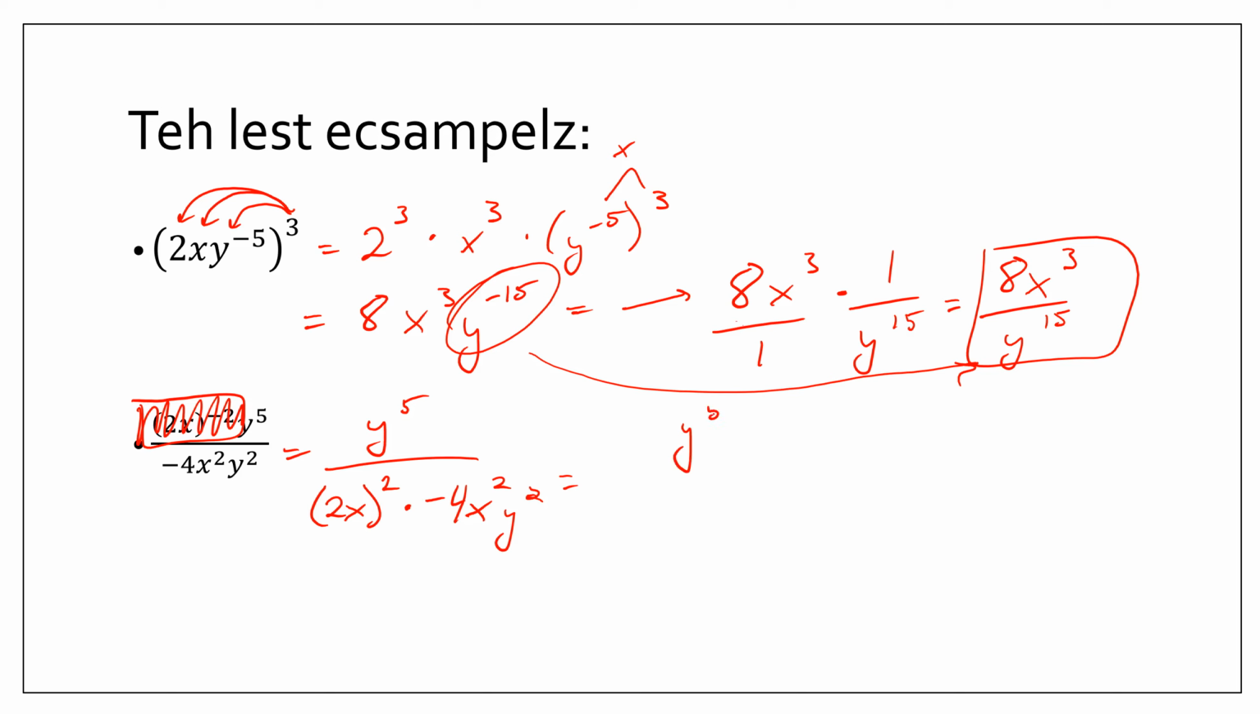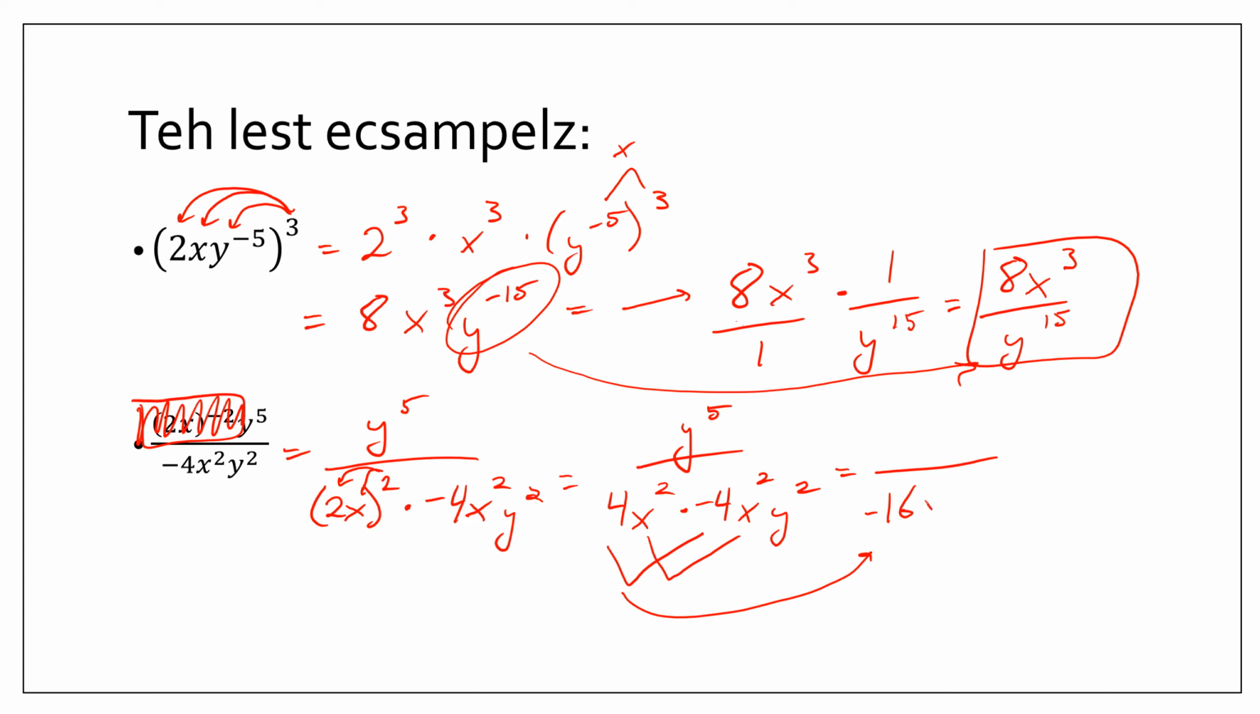Next, let's see. I have y to the 5th on top. Maybe I'll distribute this through. This is 4x squared times negative 4x squared y squared. Just multiplying things together. On the bottom, I have negative 4 times negative 4. This is negative 16. I have x squared times x squared. That's 4 x's. And I have that y squared not doing anything. But oh, wait. Look, I have y to the 5th on top. I have y squared on the bottom. And y to the 5th over y squared, 5 y's on top, 2 y's on the bottom. Things will cancel, leaving me with just 3 y's on top. On the bottom, negative 16, x to the 4th.